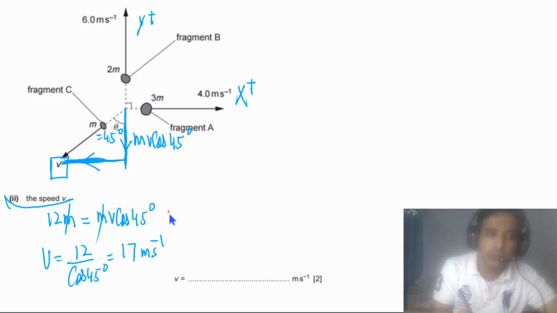And this question has 2 marks. If you have written conservation of momentum, you will get 1 C mark, and if you have got the right answer, you will get 2 marks.